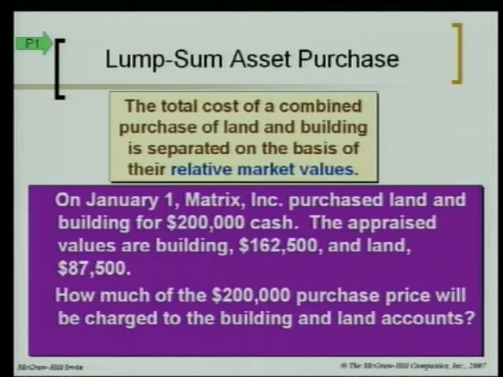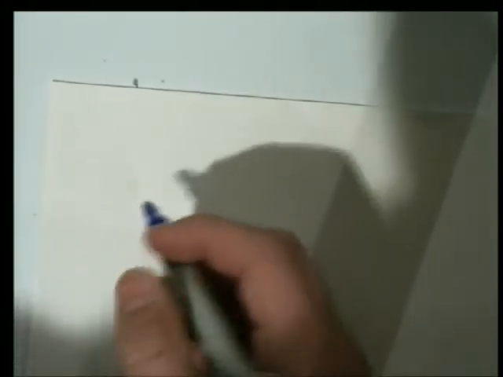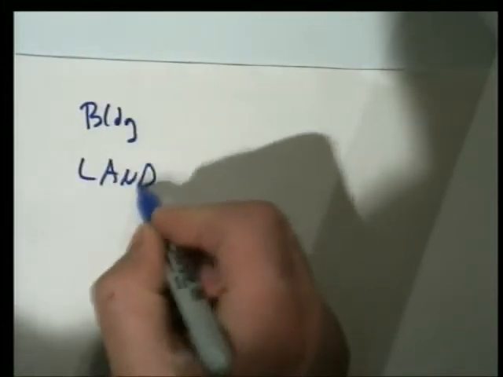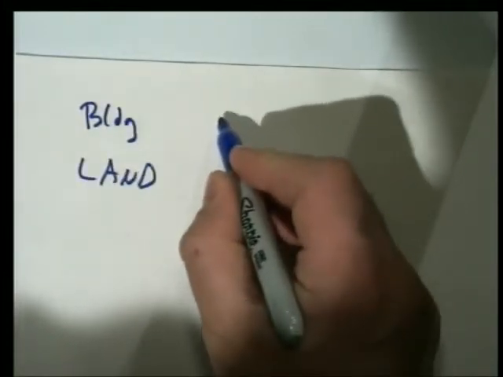Okay, going back to the Elmo one more time. Here's another thing that you cannot do. What did it say that they were appraised at? $162,500 for the building and $87,500 for the land? You do not. Was this how much was that? 162?